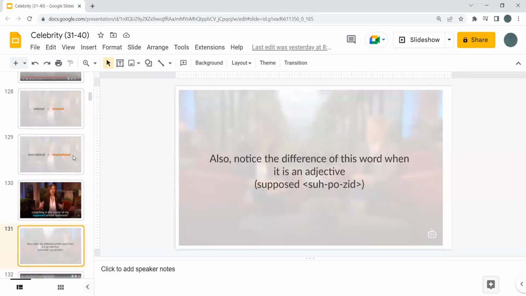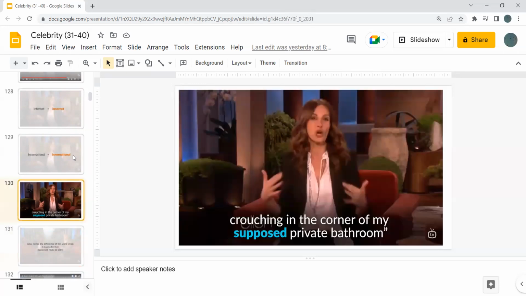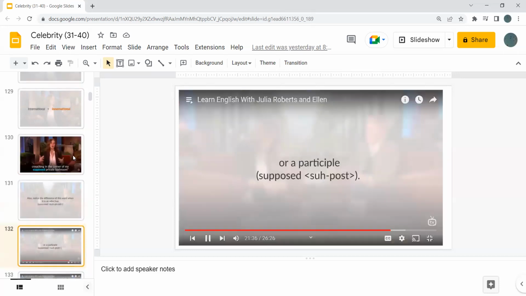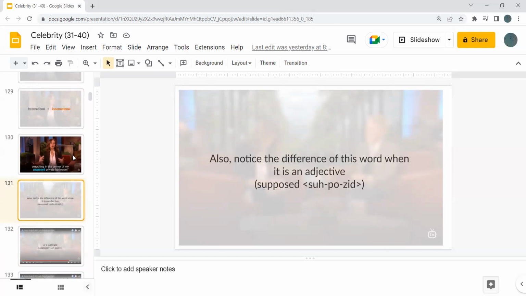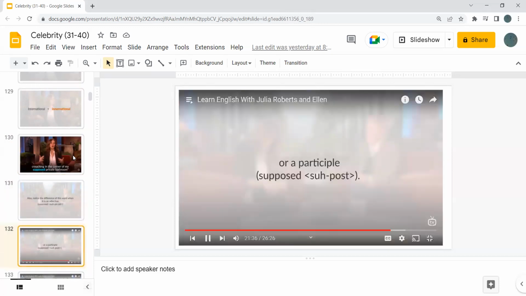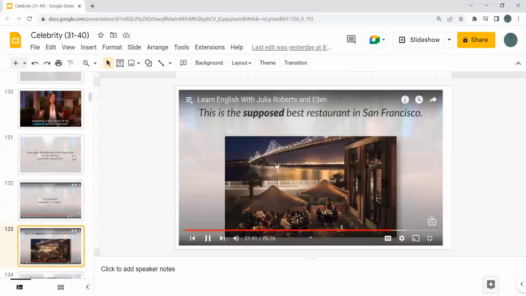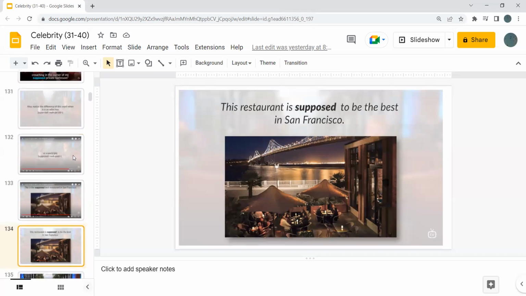Also notice the difference of this word where it is an adjective. Supposed, as a participle: supposed private bathroom. Supposed best restaurant in San Francisco. This restaurant is supposed to be the best in San Francisco.